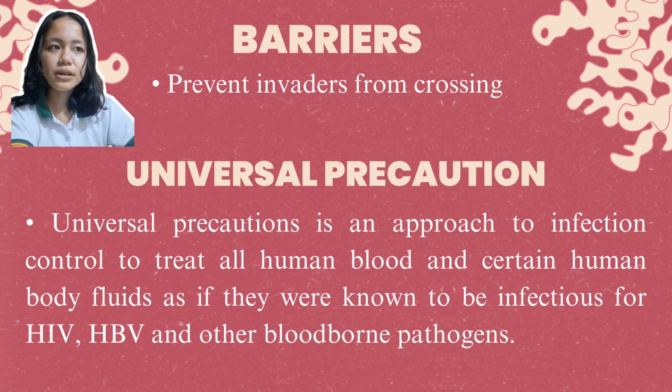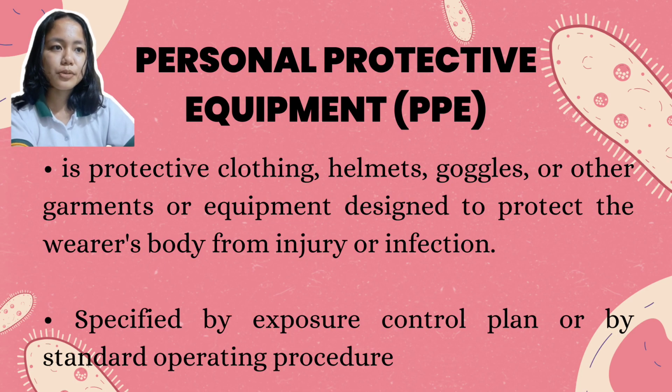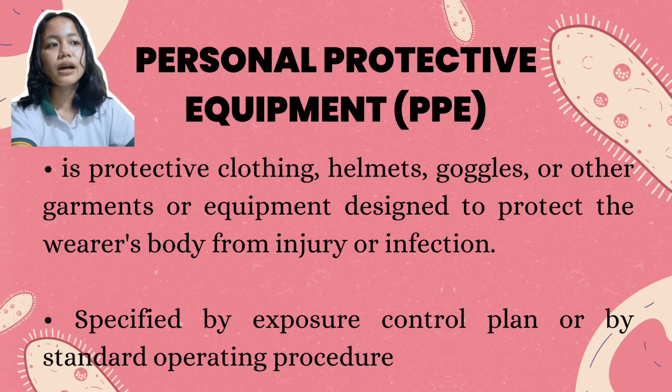So what is personal protective equipment, also called PPE? PPE is protective clothing, helmets, goggles, or other garments or equipment designed to protect the wearer's body from injury or infection, specified by exposure control plan or by standard operating procedure.